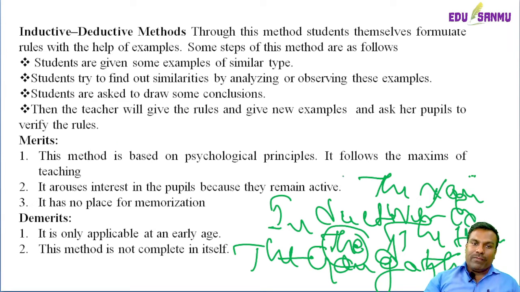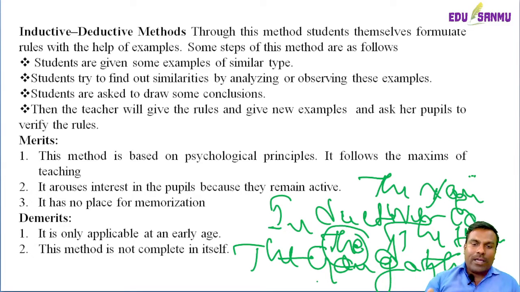Okay, then first the teacher starts everything with the example, then later he will come to the rules. So that's called the inductive deductive method. Here, what are the main merits of this method? This method is based on the psychological principle like simple to complex, and it follows the maxims of teaching, then arouses the interest.